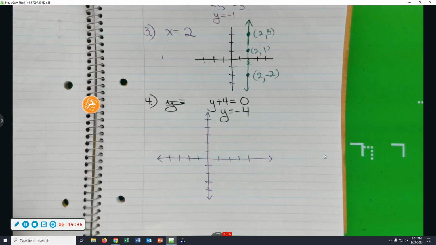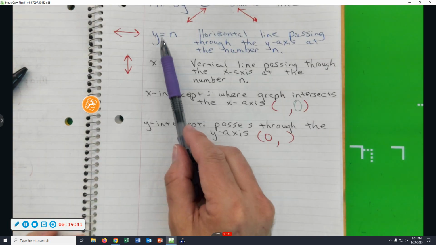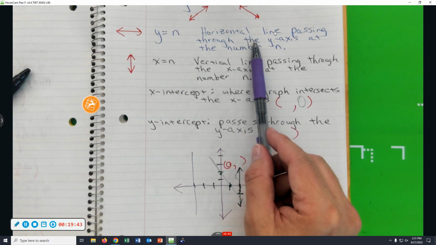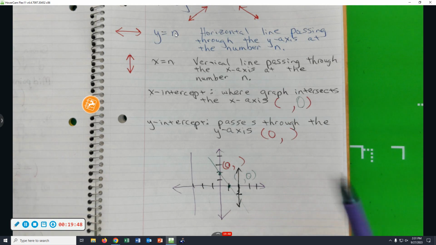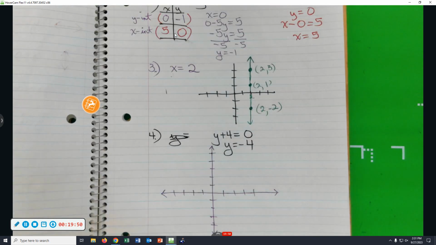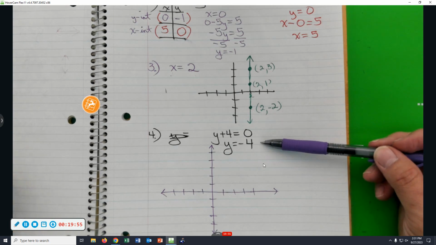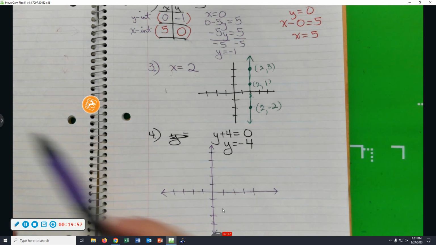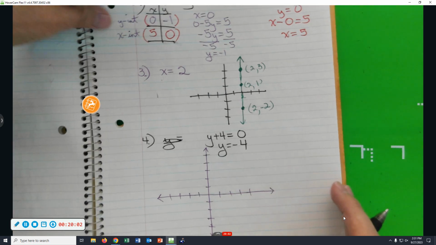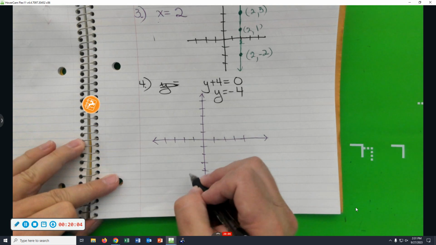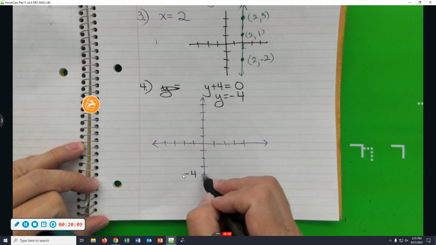Now remember what we said. If your equation contains a y and no x, the graph will be a horizontal line passing through the y-axis at the number n. So with that in mind, looking at this equation, what number am I going to label on the y-axis very clearly? -4. I'm going to label -4. 1, 2, 3, 4. I need to move this thing down there. There's -4. And then I'm going to draw a horizontal line.